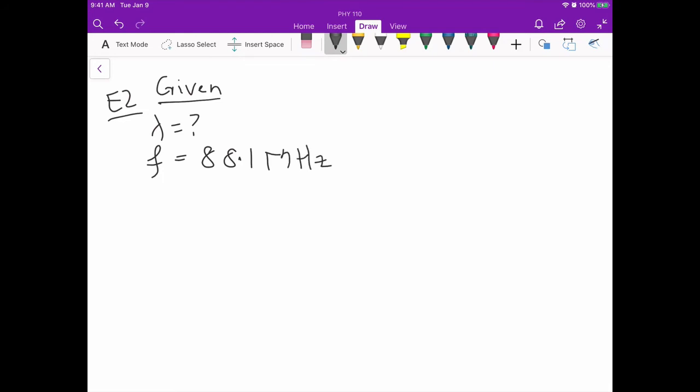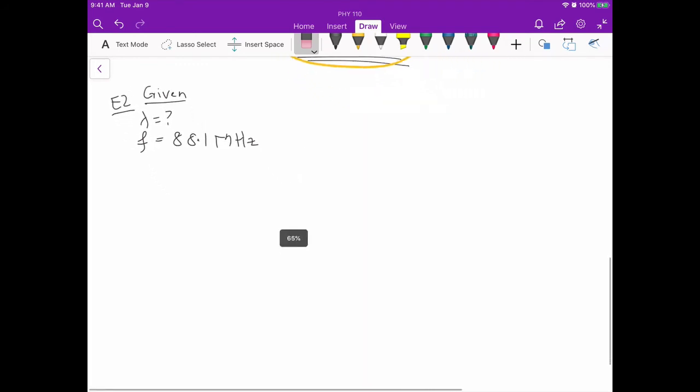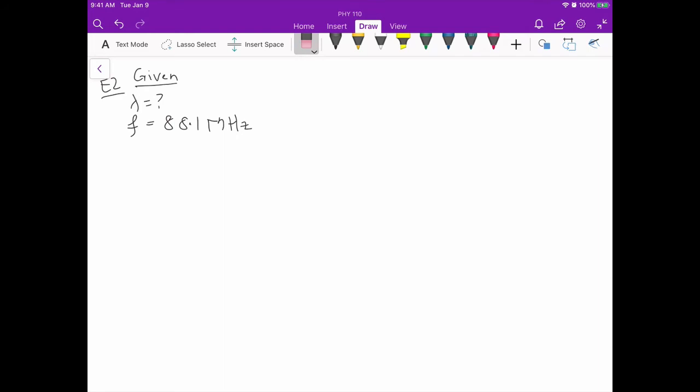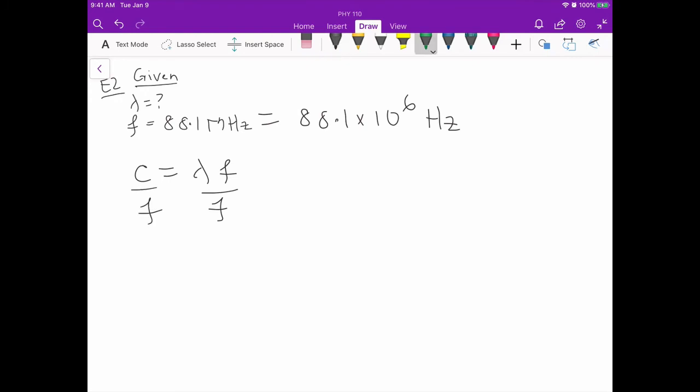Okay, so mega means 10⁶. So the frequency equals 88.1 × 10⁶ hertz. Then we start with the equation that we know, C equals lambda times F. Then we divide both sides by F, this will cancel out, and there you will have lambda.